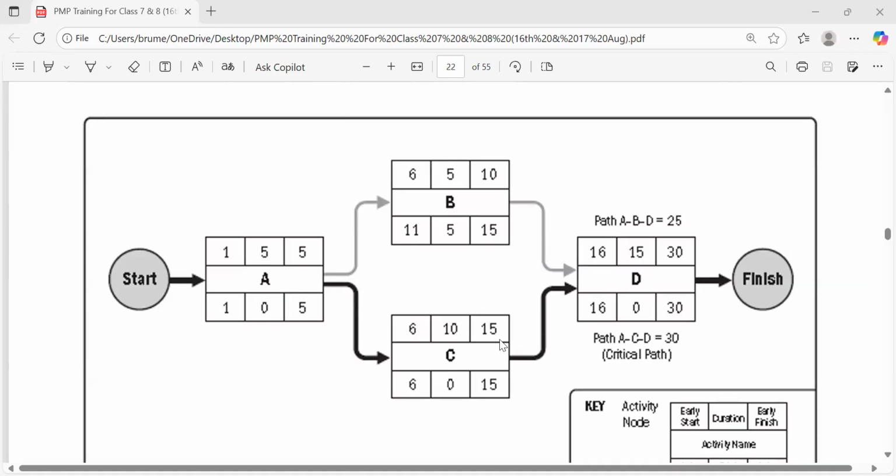Finish to start. Why is it C to D is finish to start? Yes, you must finish C before you start D. Always yes, right? Yes, it's finish to start. So now you're going to pick D and you want to alter the relationship.